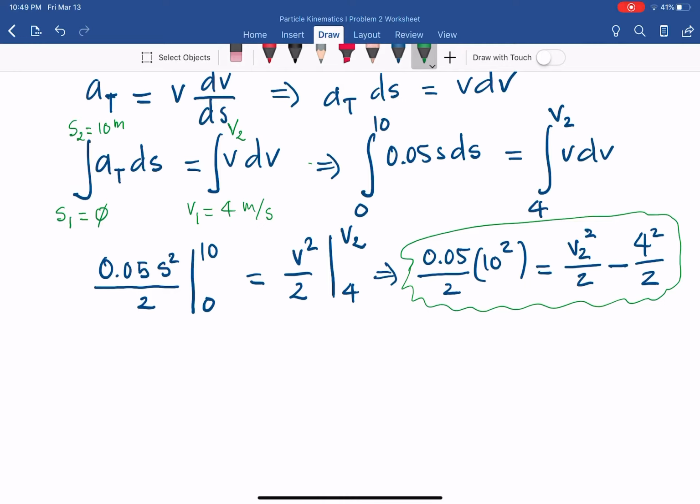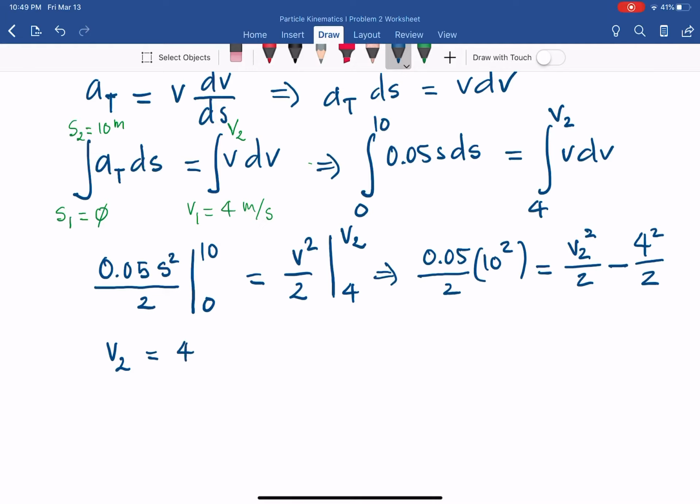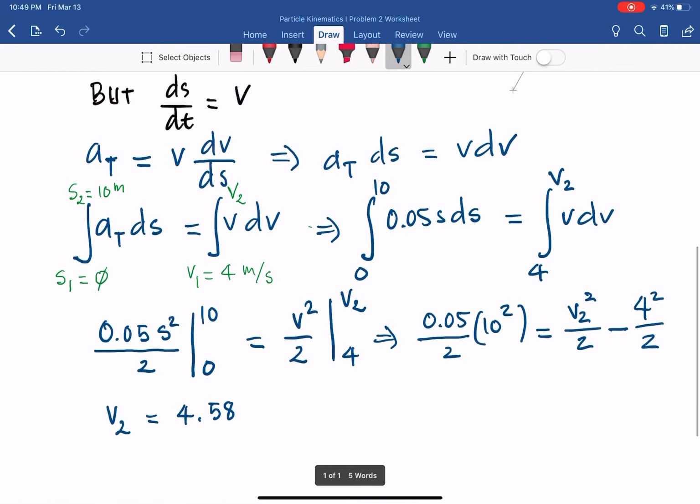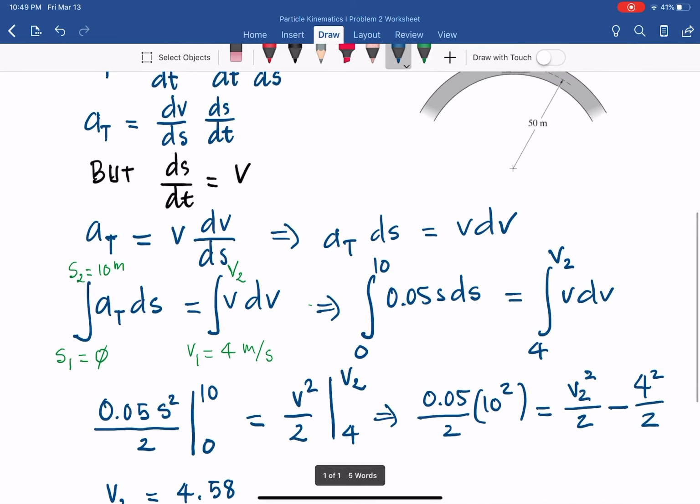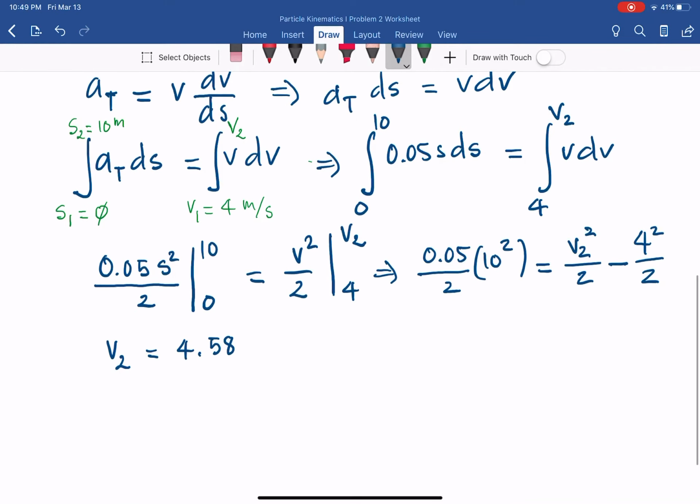From that equation we have v2 equal to 4.58. Since s is in meters and time is in seconds, we have meters per second, and that is the speed, so we can answer that one there.